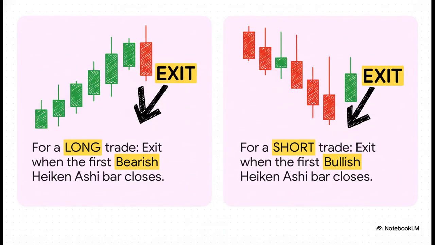Now this is where the real beauty of this system comes in, the exit. It takes all the emotion out of it. If you're in a long trade, you just sit back and you hold on through all the little ups and downs until you see the first bearish Heiken Ashi bar close. That's it. That's your signal to exit. And if you're short, you just wait for the first bullish bar to close. No more guessing, no more panic selling.